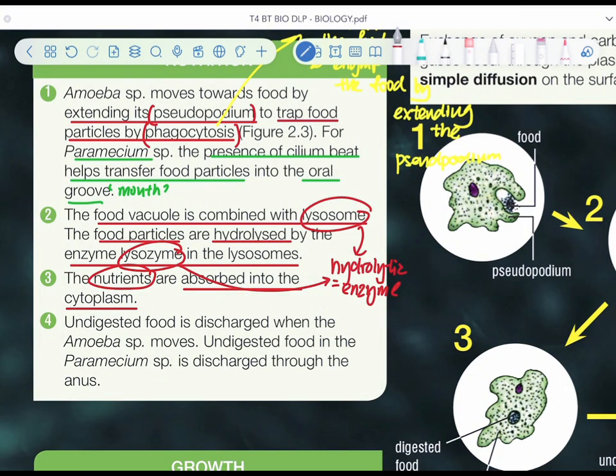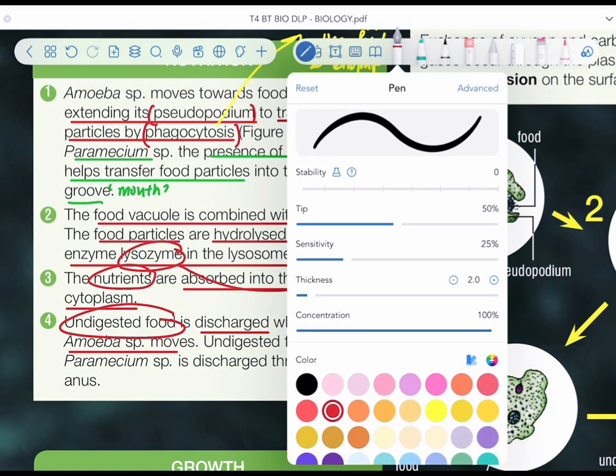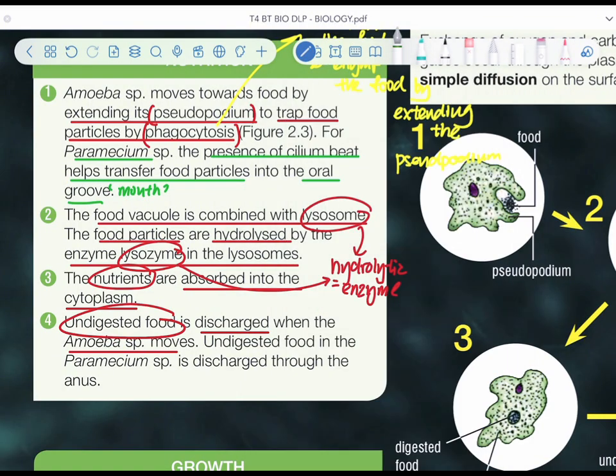The fourth and last step is that the undigested food will be discharged when the amoeba species moves. Undigested food in the Paramecium is discharged through the anus. Paramecium species discharge the undigested food particles through the anus, but when the amoeba species moves, it just leaves the undigested food behind.